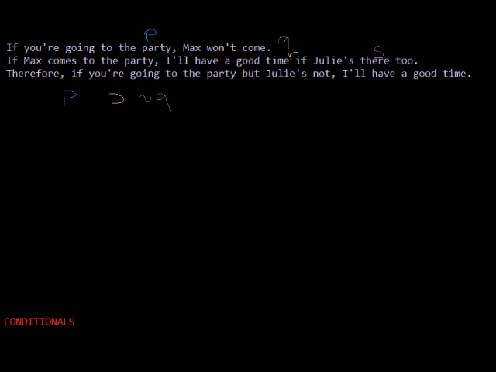So this is nested. We have an implication, a horseshoe, on another implication, horseshoe. So Max comes to the party is Q, having a good time is R, and Julie being there is S. So if Max comes to the party, I'll have a good time if Julie's there too. So yeah, he apparently doesn't like this Max person.